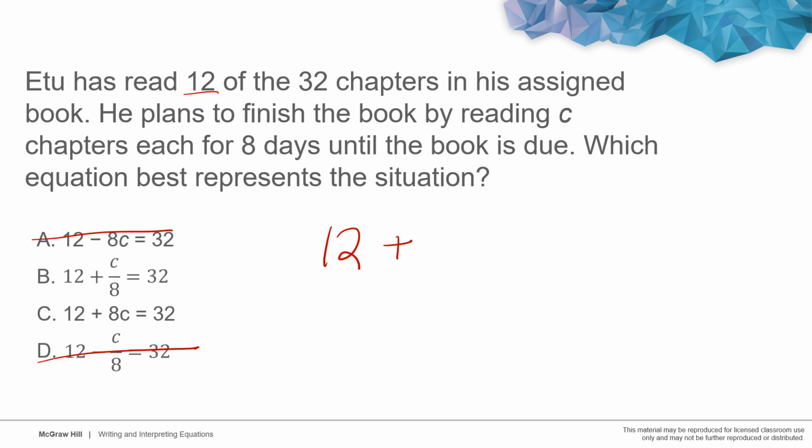If I read 2 chapters every day for 8 days, how many chapters did I read? 2 per day for 8 days. That would be 16. So you do 2 times 8. So which one do we think it is? C. Yeah, we want to multiply. So we don't want to divide because we want to grow. We want to get more. So we want to add the 8C, and that will be equal to the 32 total chapters in the book.